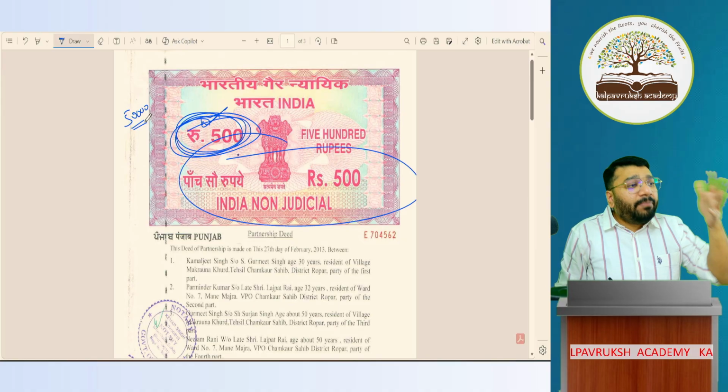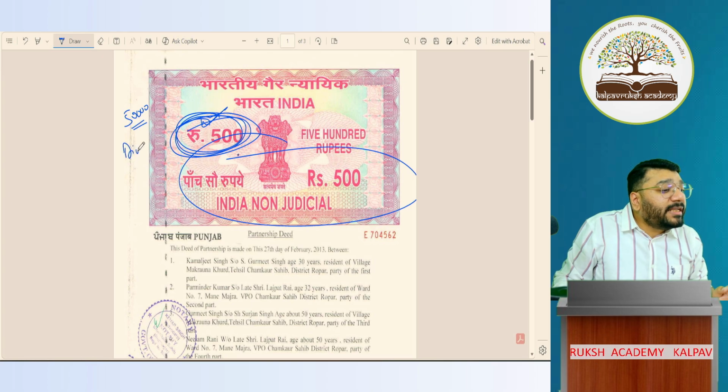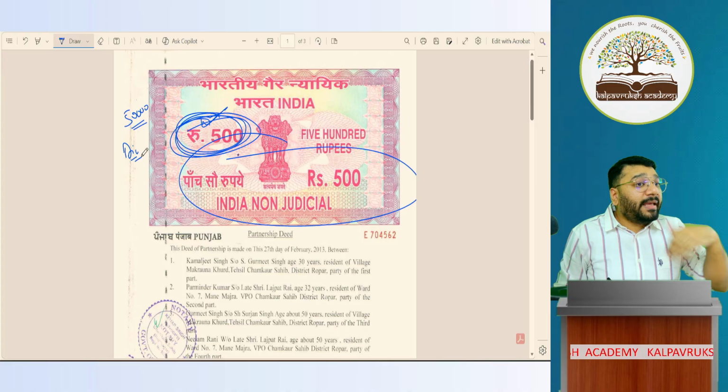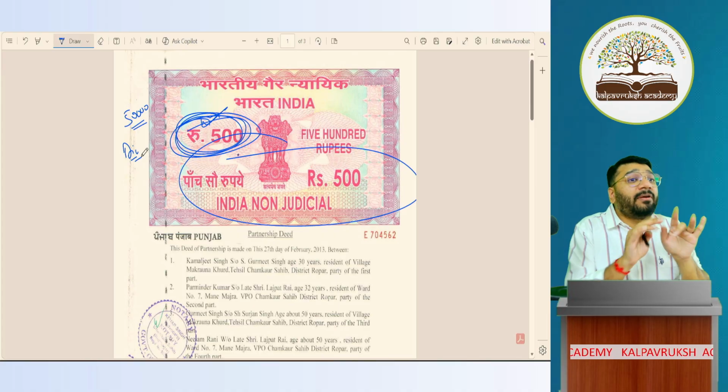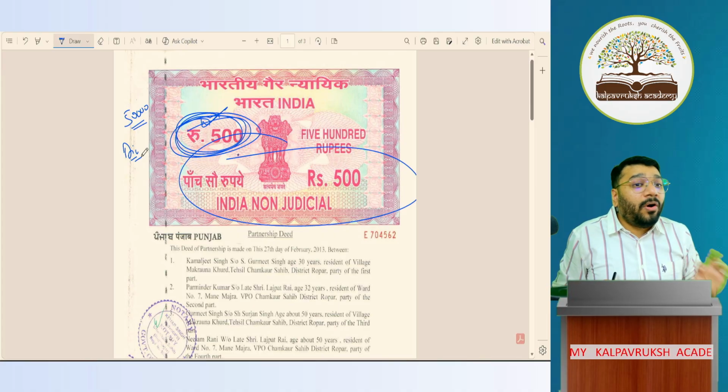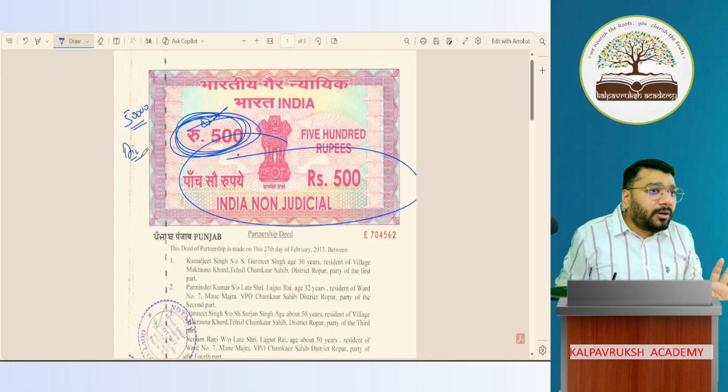Now, in many places, they try to make this very digital. Digital means what? Now, you no longer have to pay this money to the stamp vendor. All the payment will be done online to the government. Got it, not got it?